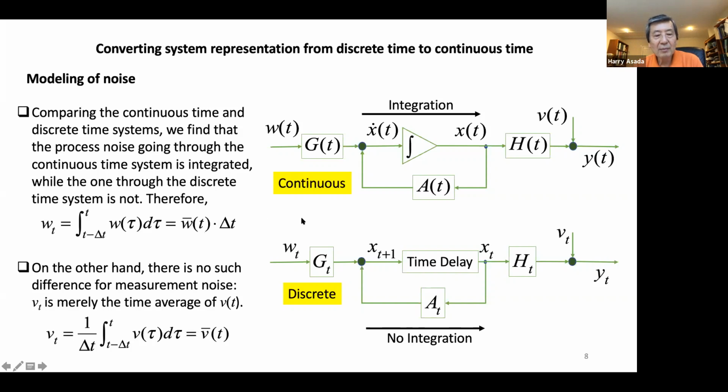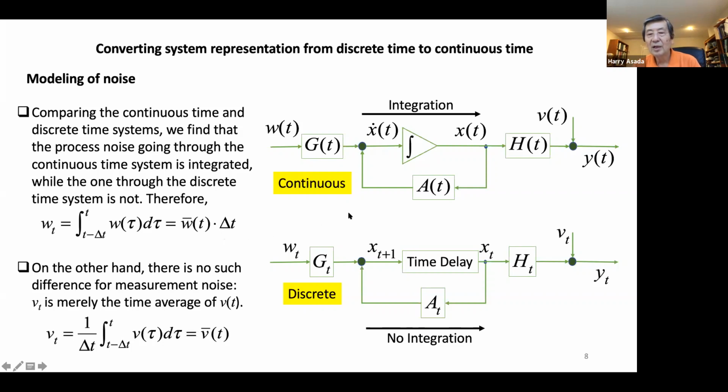So when you make a comparison between the two, W_t in this sense, having no integral here, basically corresponds to W_t that goes through this integral resulting in x_t, right? So W_t in discrete time can be considered as the integral of w(tau) d tau for the period of delta t. And let's say the average value over this shorter time delta t of w is this, and then this can be written in this way.